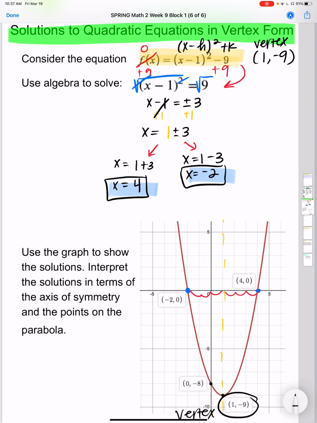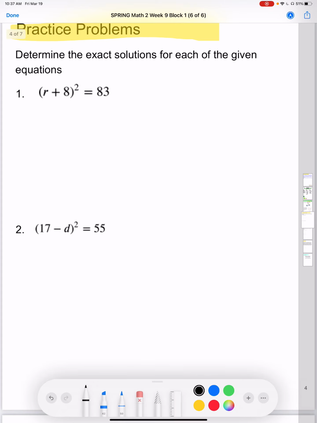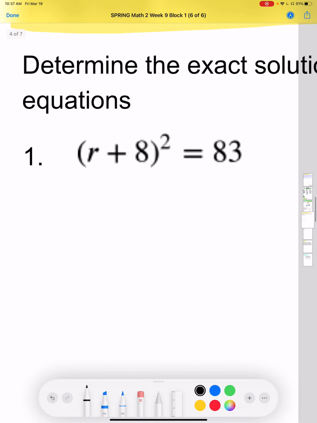All right, you guys, let's go ahead and continue on to another example. So here we have some more practice problems. They're in vertex form, or maybe they got shifted around a little bit, but we want to solve and give the exact solution. So let's go ahead and start off with number 1. So we have (r + 8)² = 83.